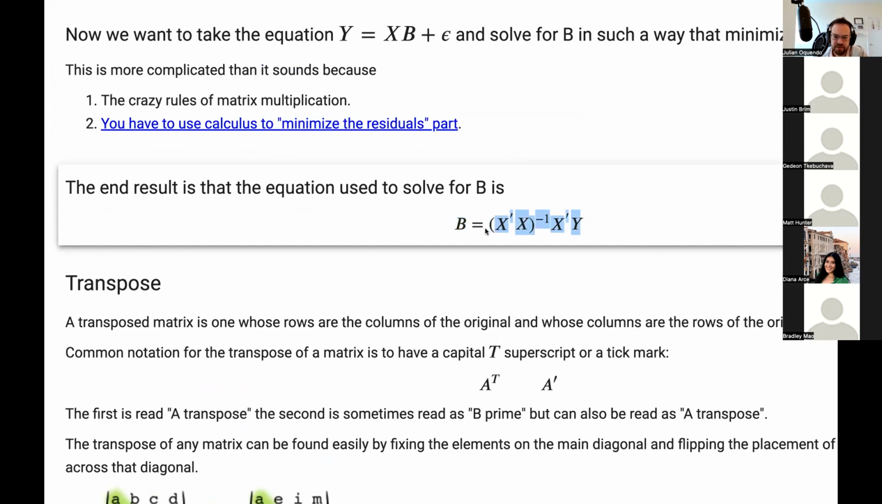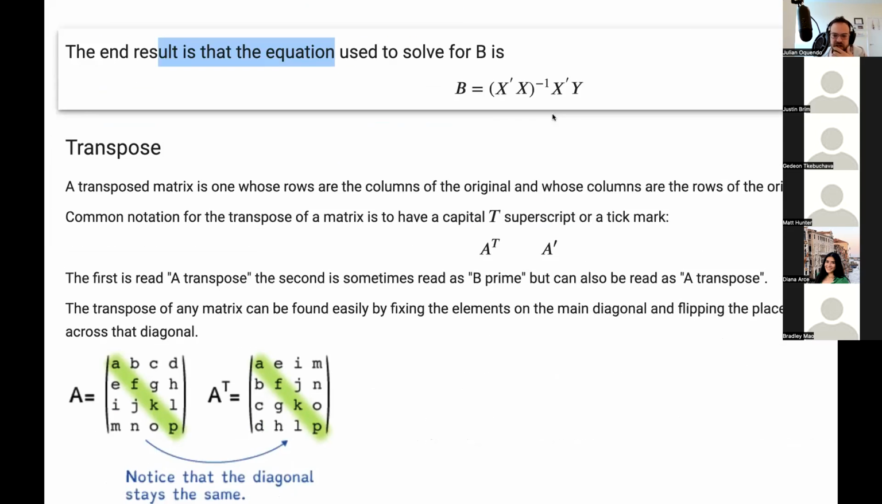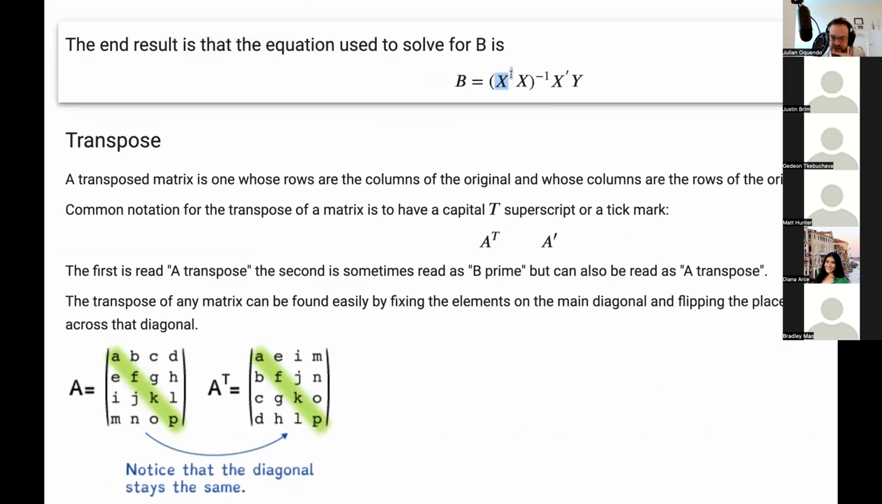Understanding that this equation is simply a matter of taking your different matrices, calculating those individual values to interpret your end result to solve for B. Let's talk about some of the different components that we're seeing at the very top of each individual value.